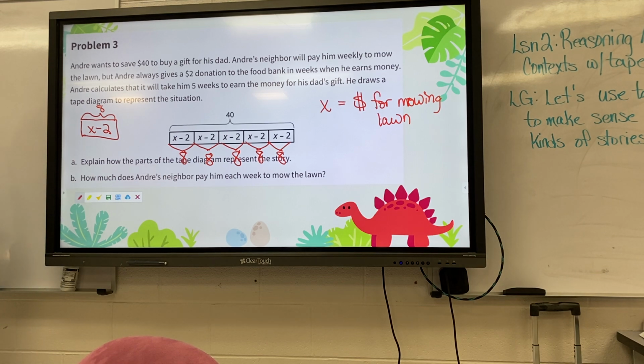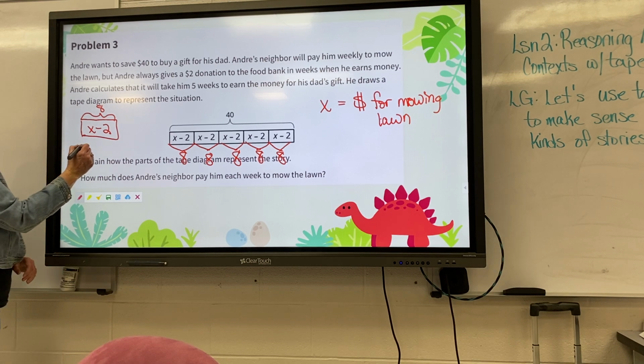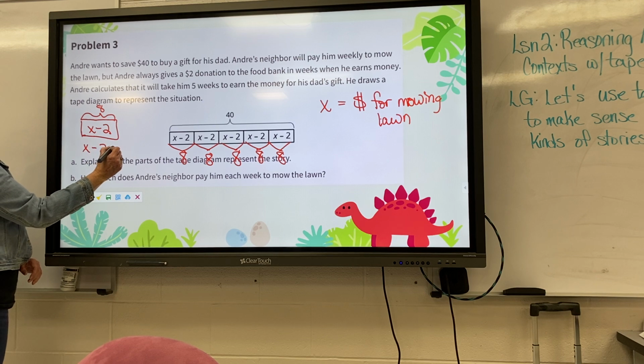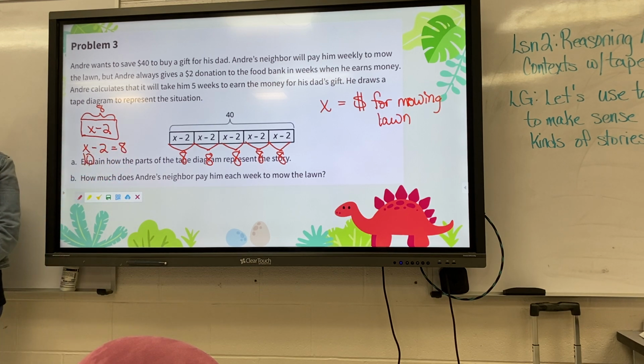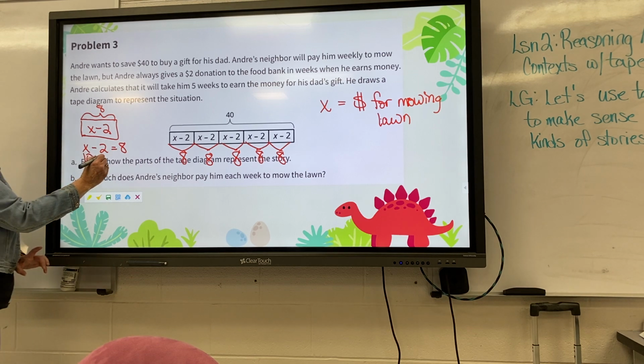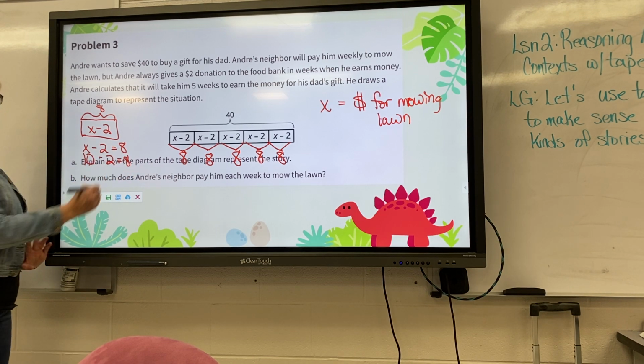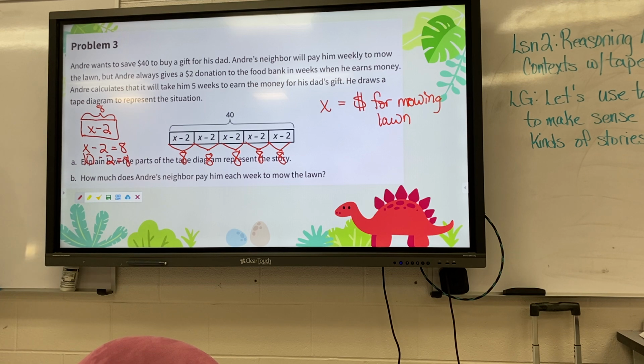Jaden, how is x 10? Good job. X minus 2 is 8. So something minus 2 is going to equal 8. So what does he get paid? He gets paid $10 to mow the lawn. Make sense? Yep.